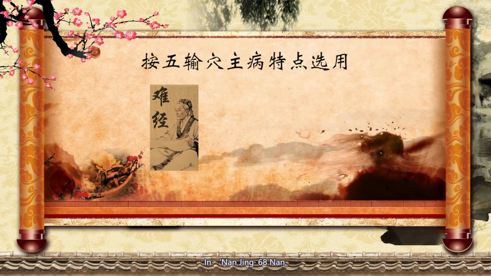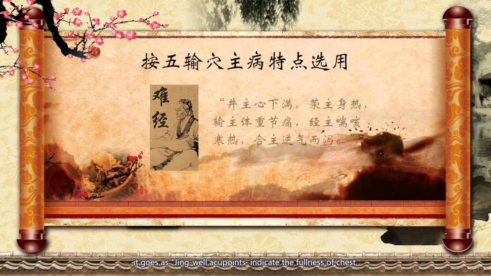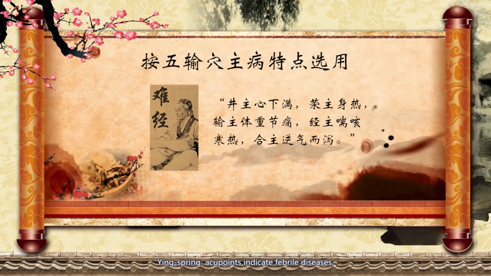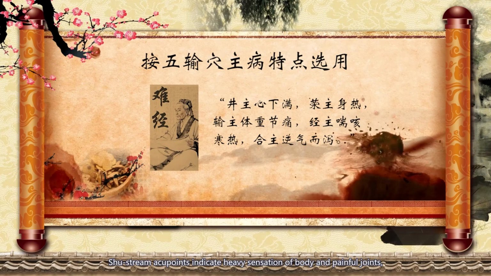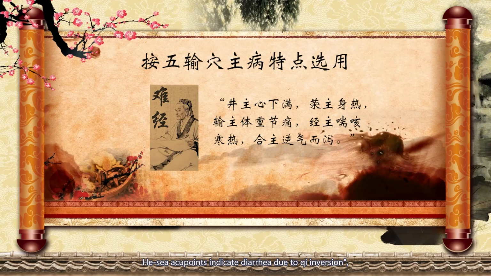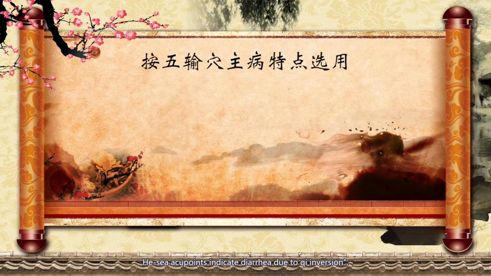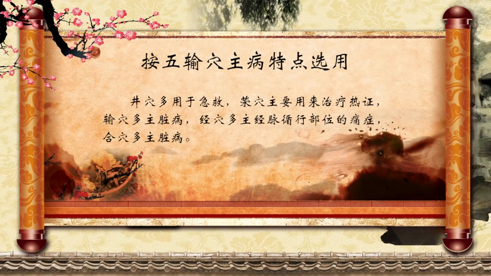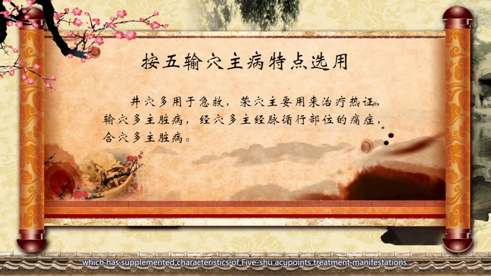In Nanjing 1689, it goes as: Jing well acupoints indicate the fullness of chest. Yin spring acupoints indicate febrile diseases. Shu stream acupoints indicate heavy sensation of body and painful joints. Jing river points indicate asthma and cough due to pathogenic heat and cold. He sea acupoints indicate diarrhea due to qi inversion, which has supplemented characteristics of Five-Shu acupoints treatment manifestations.